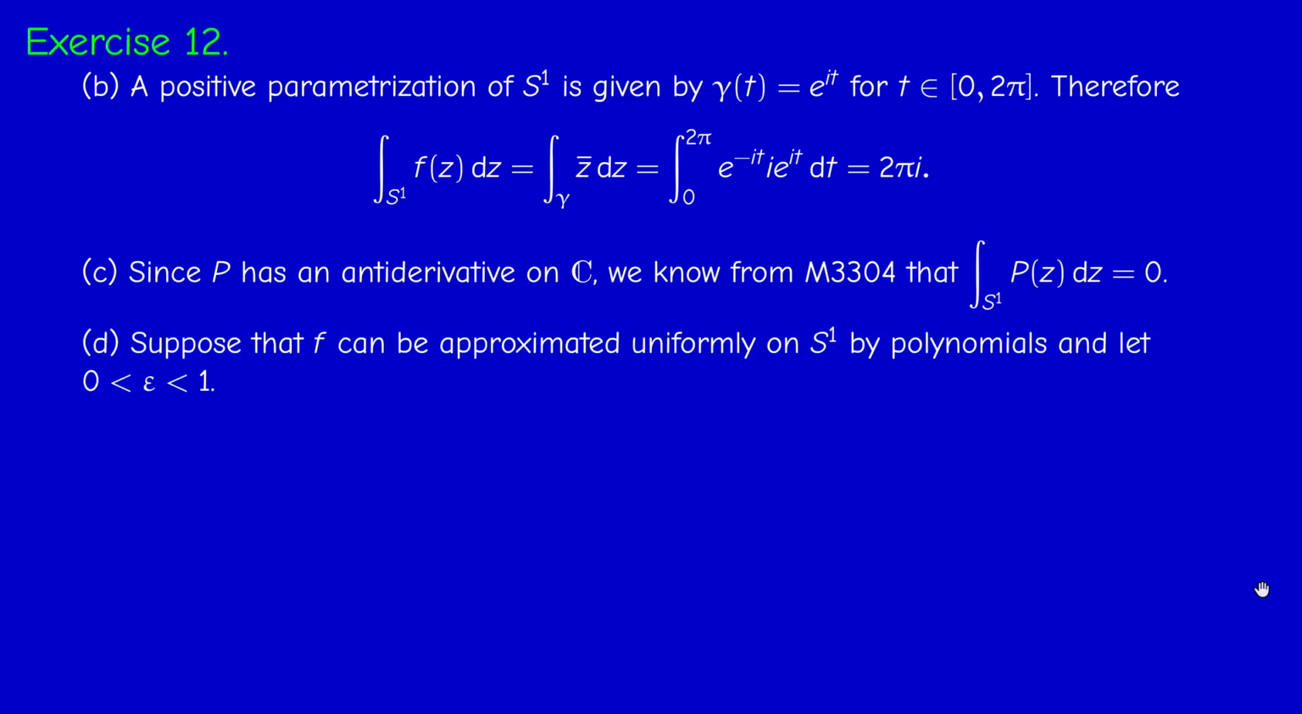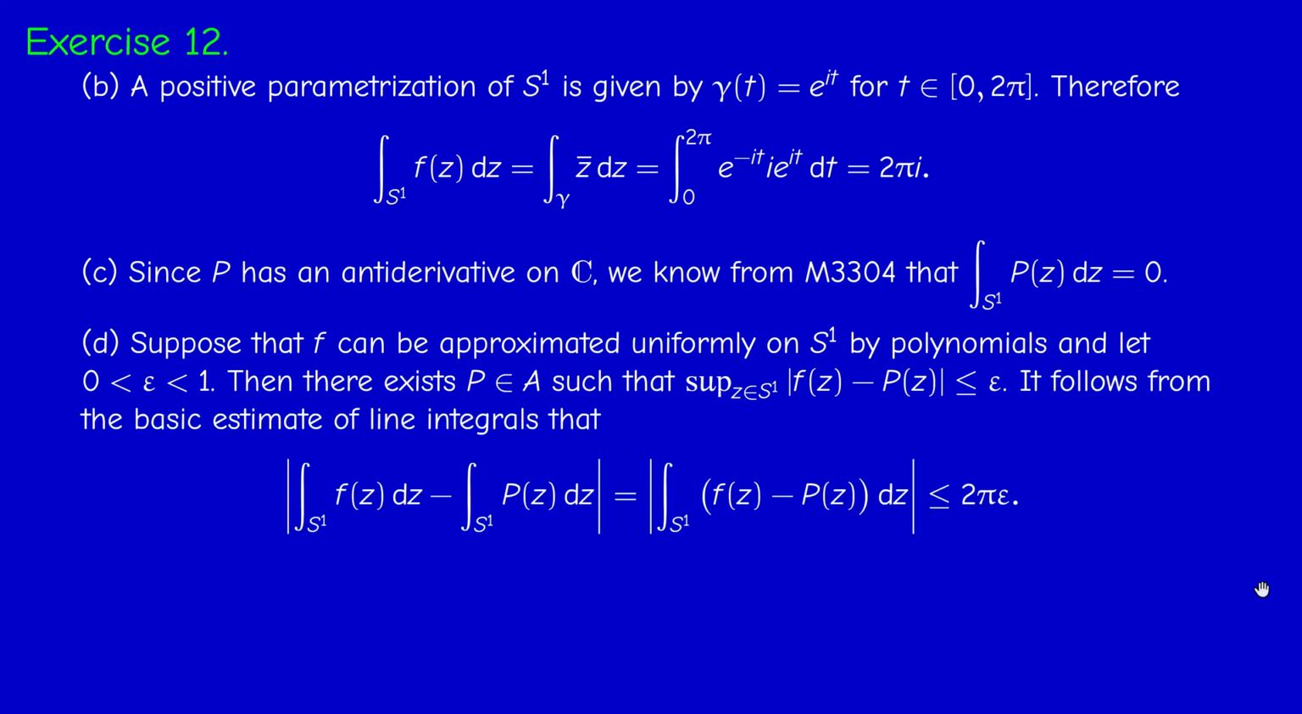Now, last question. Suppose by contradiction that this function z bar can be approximated uniformly on the unit circle by polynomials, by elements of A, and take epsilon between 0 and 1. Then by our assumption, there exists a polynomial p whose distance to f in the infinity norm is less than epsilon.